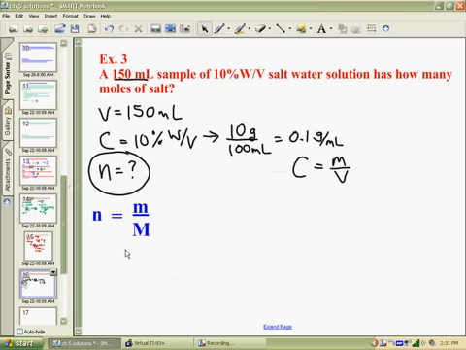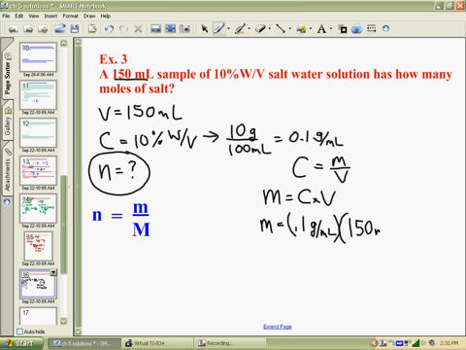So we'll first solve for mass. m equals C times V. Mass is equal to the concentration, which is 0.1 grams per mL, should make this pretty easy to do, times a volume of 150 mL. Milliliters cancel and that gives us a mass of 15 grams. So that means I have 15 grams of salt in my saltwater solution. Our salt is NaCl.